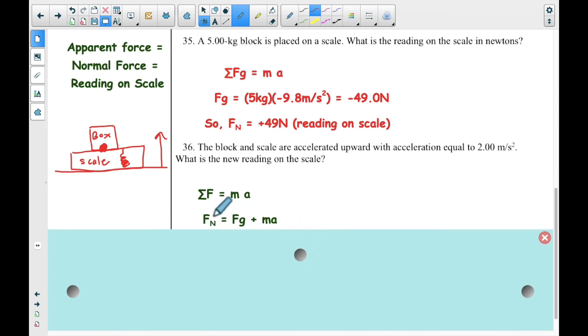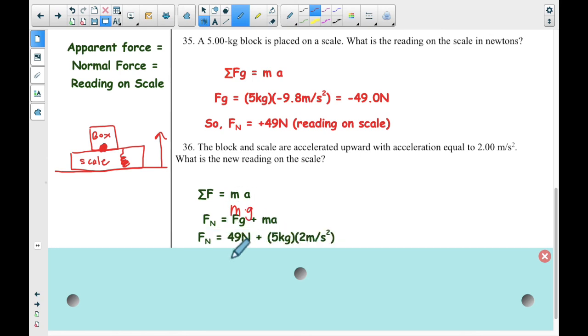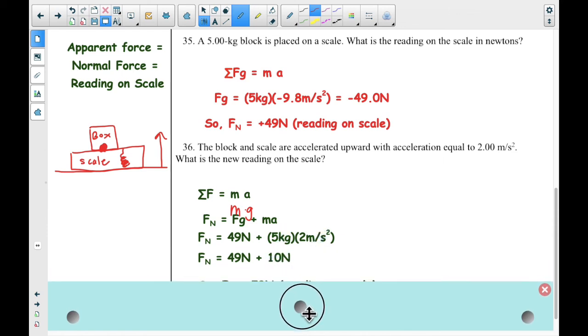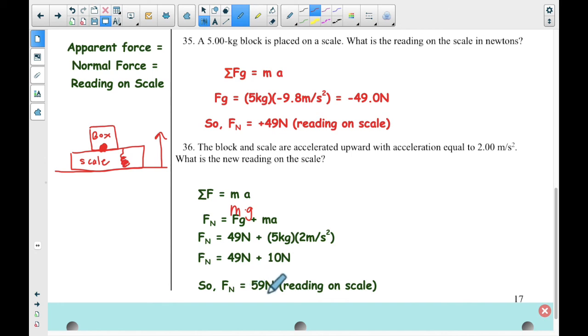In this case, the force that we're talking about, we want to know what is the normal force. Well, the normal force is going to be equal to the force of gravity, which is mass times gravity, plus the acceleration that's being added to it. So we have that original 49 newtons from before, and now we have an additional 10 newtons, because 5 times 2 is going to be added to it. And so the normal force, being the reading on the scale, is equal to 59 newtons.